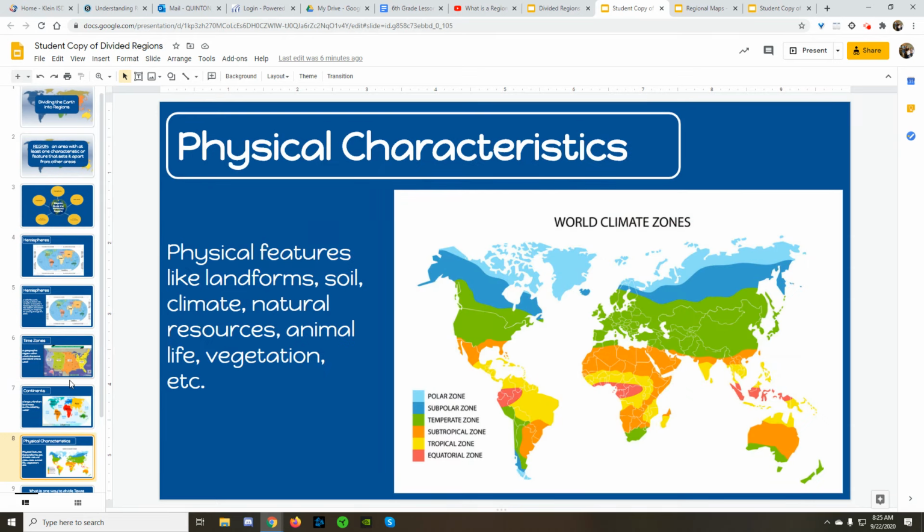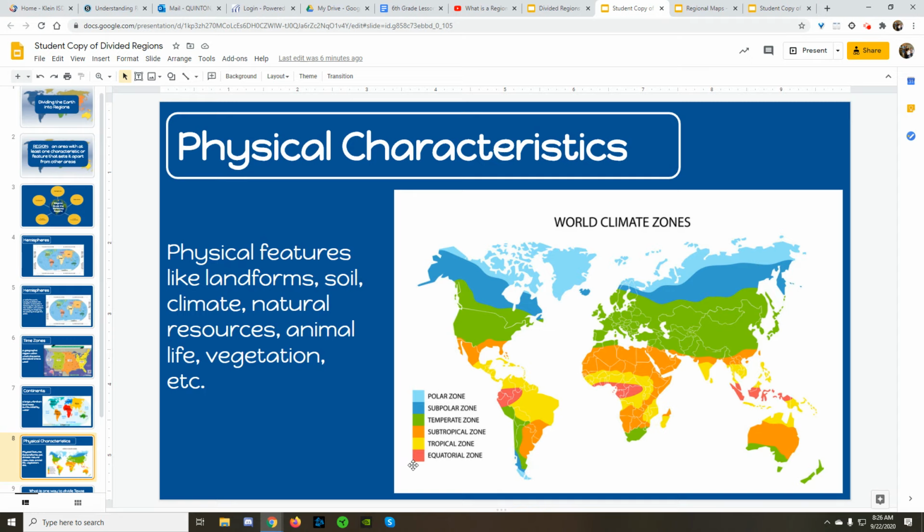Moving on to other things like physical characteristics. Think about the way that we look at physical characteristics, just like we did yesterday. Is it something that is part of the earth, something that was there that we did not create, that humans did not have an impact on? So, landforms, soil, climate, all of these types of things you can see by region. And so here you have a world climate zones map that is telling you what kind of region you can expect based on the climate.